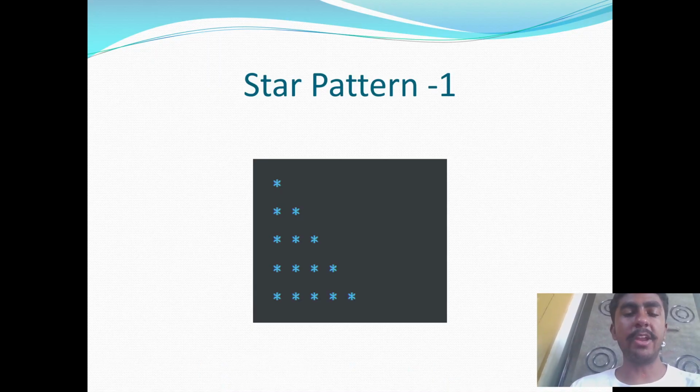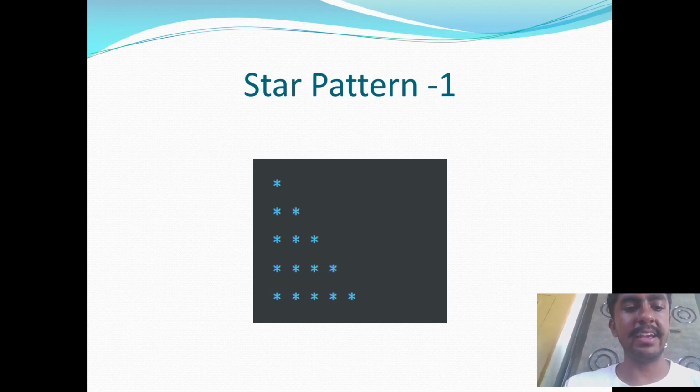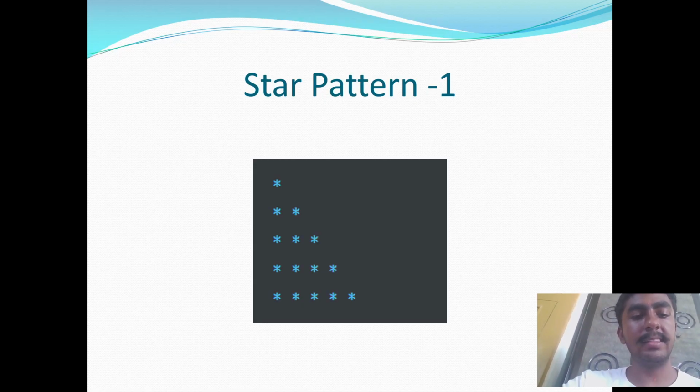Now, let's slightly modify the previous pattern. The output is this one. Notice the difference. Previously, each row had 5 stars, but now the number of stars increases by 1 in every row. That means our outer loop still controls the rows, but this time the inner loop depends on the current row number.